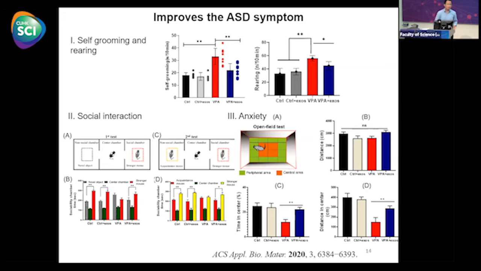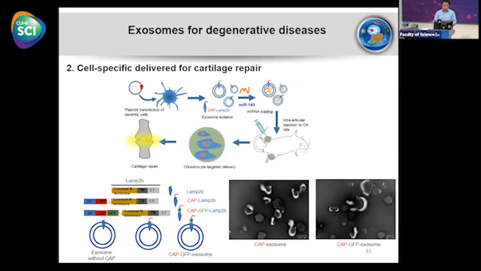So all these behavior experiments showed us that giving mouse mesenchymal stem cell exosomes through the nose is useful. Not only can we treat autism, we can use exosomes, we can engineer them to treat difficult-to-treat degenerative disease.